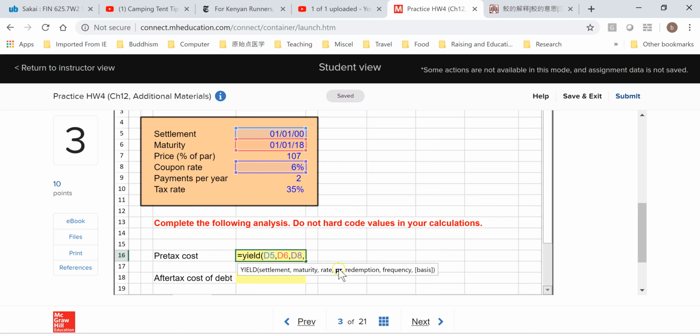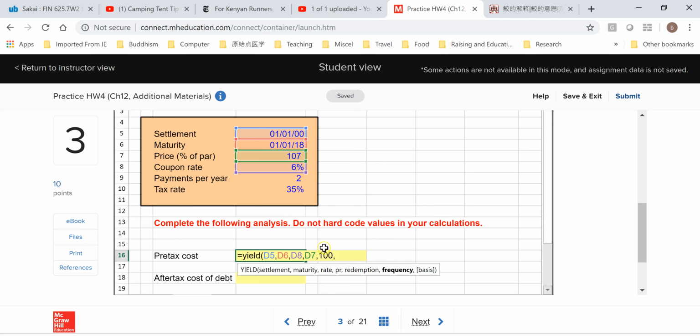This stands for the price. And we can enter this as a percent of the face value, which is 107 here. And redemption here means by maturity, how much will the bondholders get. And that's simply the face value. So we can enter that as 100. Why it's not 1,000? Because we have entered the price in 107. So that's 107% of the face value.